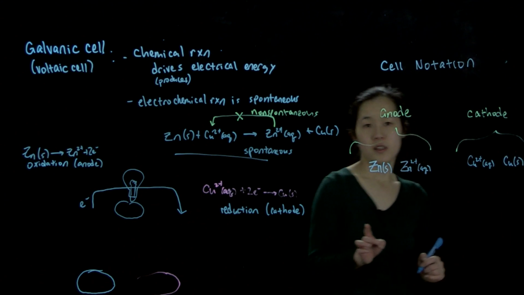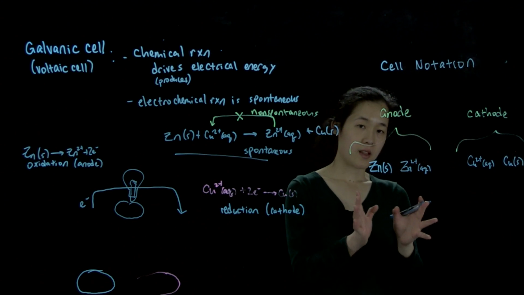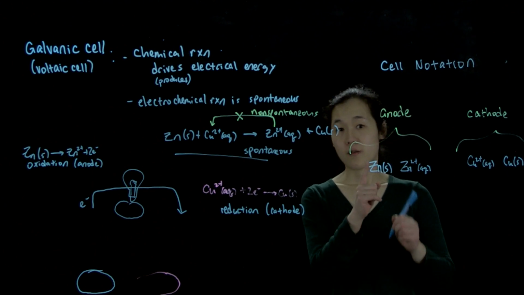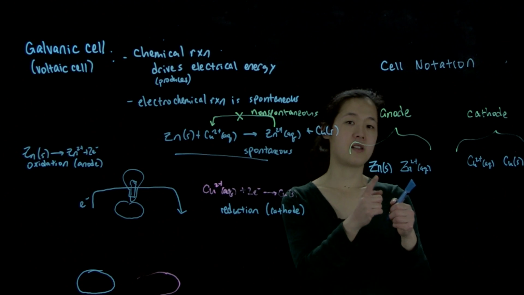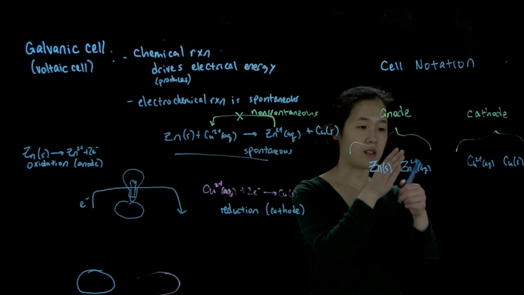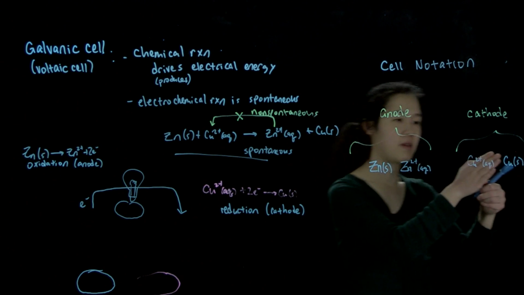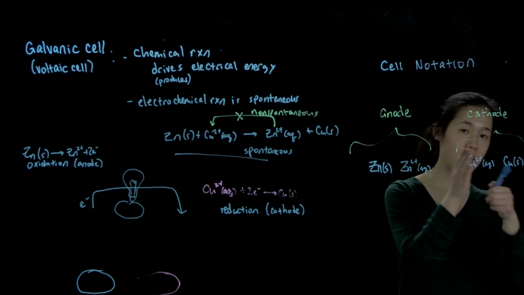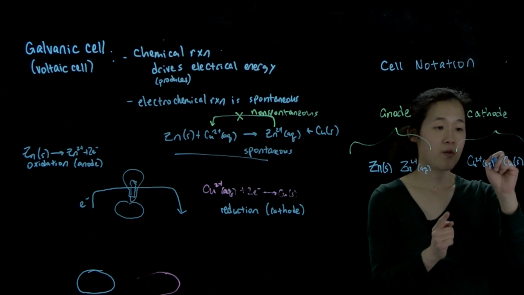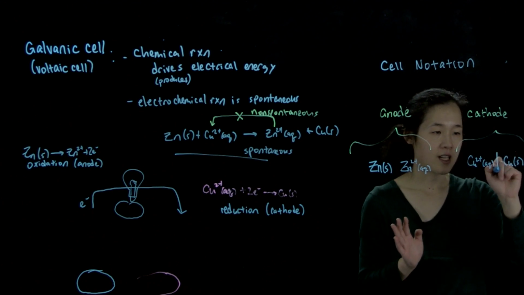The part that some people were confused about last time was the concept of phase boundary. A phase boundary is when you have two different phases of matter. In this case, we have a solid zinc electrode and aqueous zinc ions. Same here, we have a solid copper electrode and aqueous copper ions. So we have liquid to solid phases. By convention, we write this phase boundary as a line.